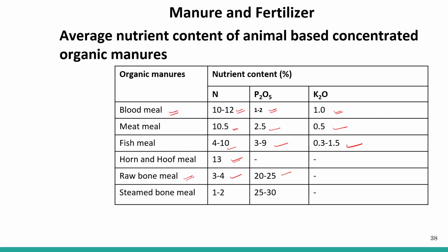This is raw bone meal, right? And it has no potassium content. Steamed bone meal has 1.2% nitrogen and 25 to 30% phosphorus. So this is all about this session. With this session, we have completed our manure and fertilizer topic. Thank you very much.